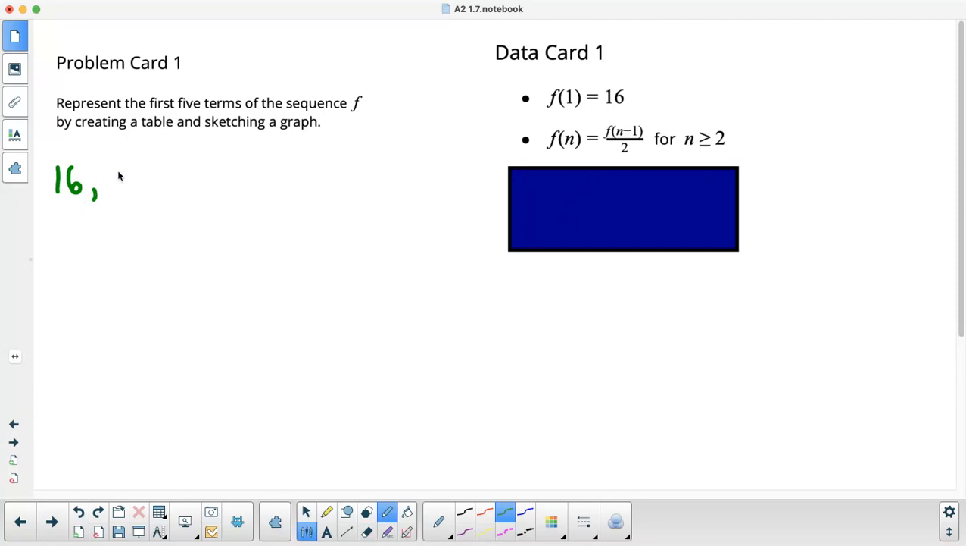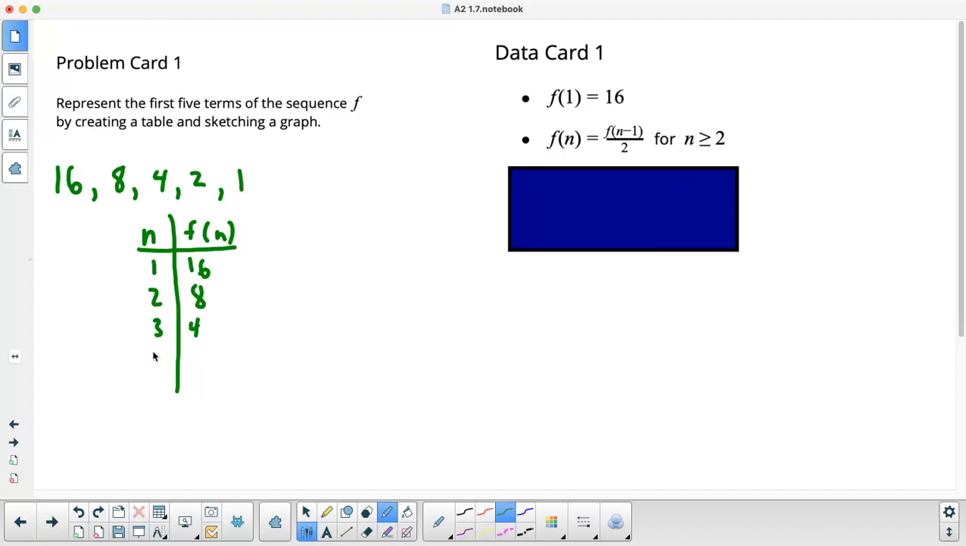So if this was the first term, to find the next term, you divide 16 by 2, divide 8 by 2, divide 4 by 2, divide 2 by 2. There's the first 5 terms. Now, it doesn't say to make it a list. They say make it a table. So if I said n and then f of n, kind of like that. First term is 16. Second term is 8. Third term's 4. Fourth term's 2. Fifth term's 1.